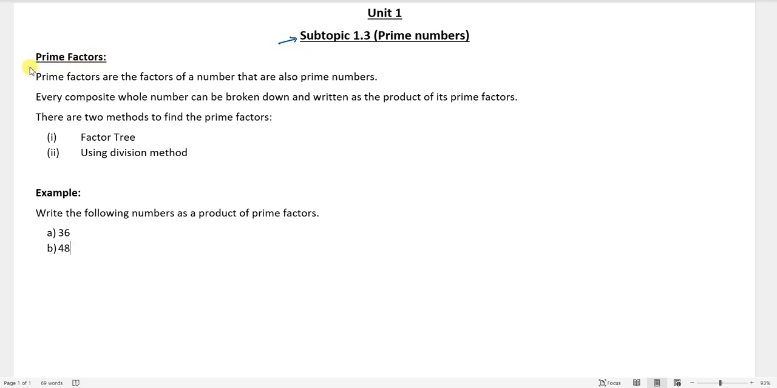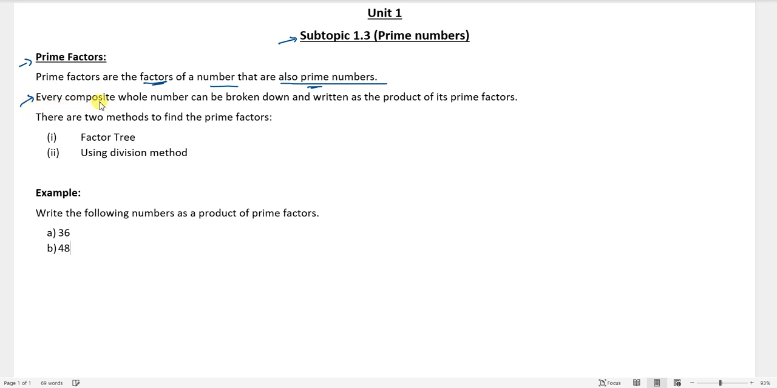I'm going to discuss prime factors today. Okay, what are prime factors? Prime factors are the factors of a number that are also prime numbers. We have learned earlier in the chapter about factors, but prime factors are prime numbers.